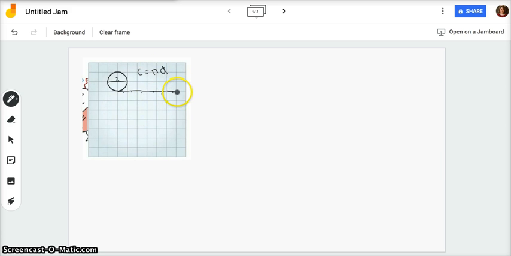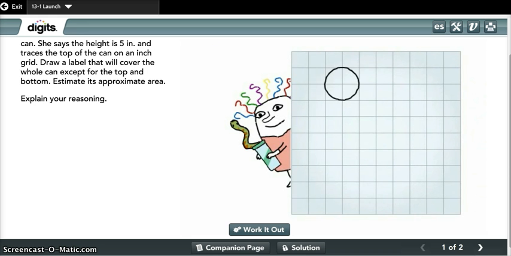And then it said it's a 5-inch tall can, so we're going to make it 5 inches here. 1, 2, 3, 4, 5. And if you have seen a canned good food item, the labels are rectangles. If you take off the label, it's going to be a rectangle. And if we count all these squares, or we do 6 times 5, we'll know that this is approximately 30 square inches. So that's what we're working with today.